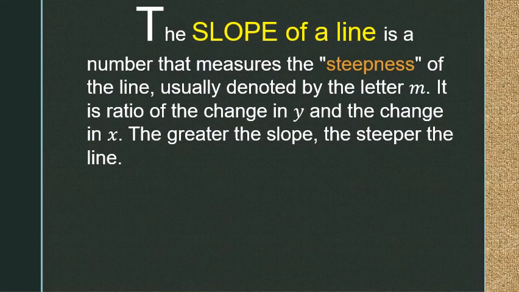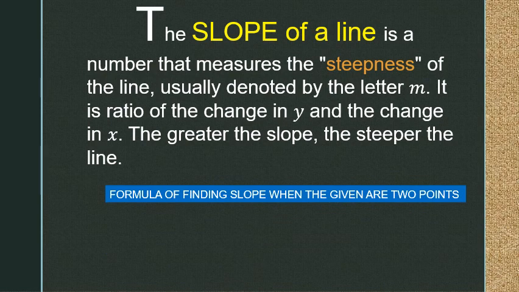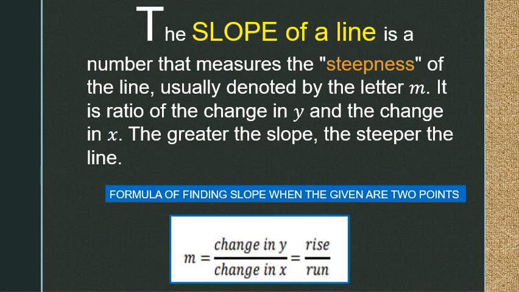The slope of a line is a number that measures the steepness of the line, usually denoted with the letter M. It is the ratio of the change in y and the change in x. The greater the slope, the steeper the line. So this is the formula for finding slope when the given are 2 points. M equals change in y over change in x. Change in y is rise. Change in x is run.